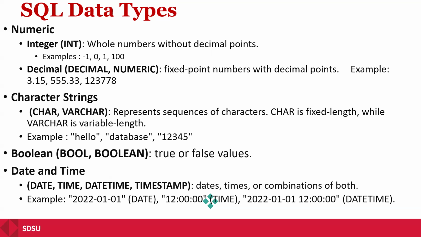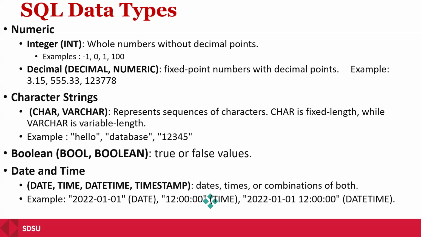When it comes to data types, there is the numeric data type, which can be integer and decimal. Clearly, an integer is a number without a decimal point, and a decimal is a number with a decimal point. Character string can be character or variable character. Character is just one character, and variable character can have multiple characters. For example, in this case, the example is hello. Hello is a 5 character string.